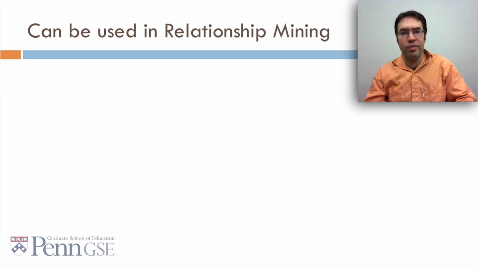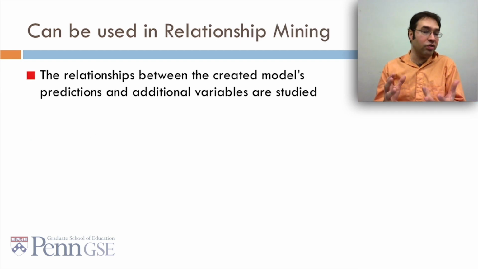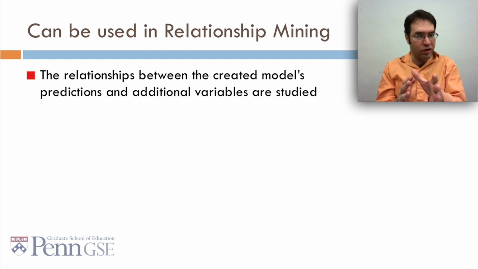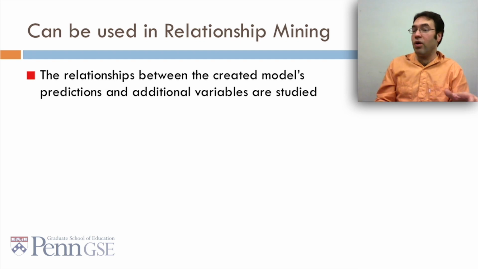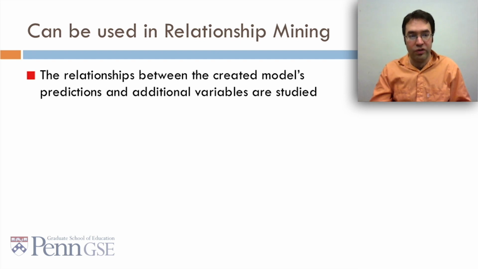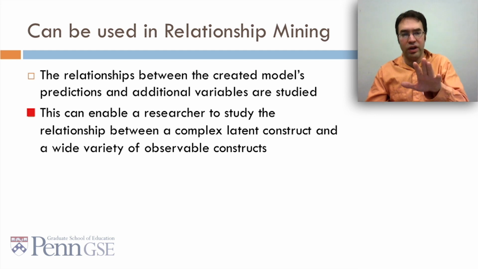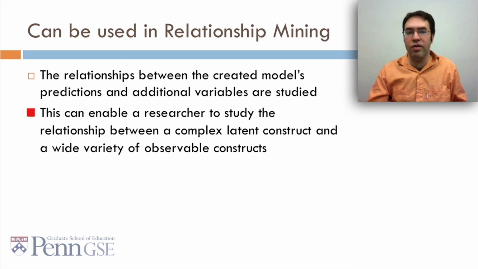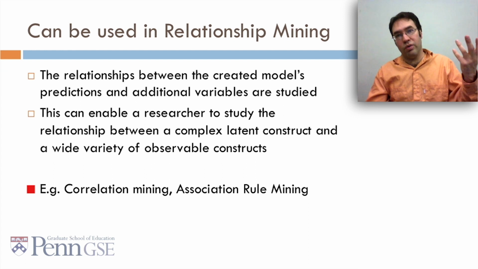You can use discovery of models in relationship mining, where you take the created model's predictions and you study the relationship between those predictions and additional variables. So your predicted variable becomes now part of a relationship analysis. This can enable a researcher to study the relationship between a complex latent construct and a wide variety of observable constructs. And you could use this in correlation mining, association rule mining, sequential pattern mining.